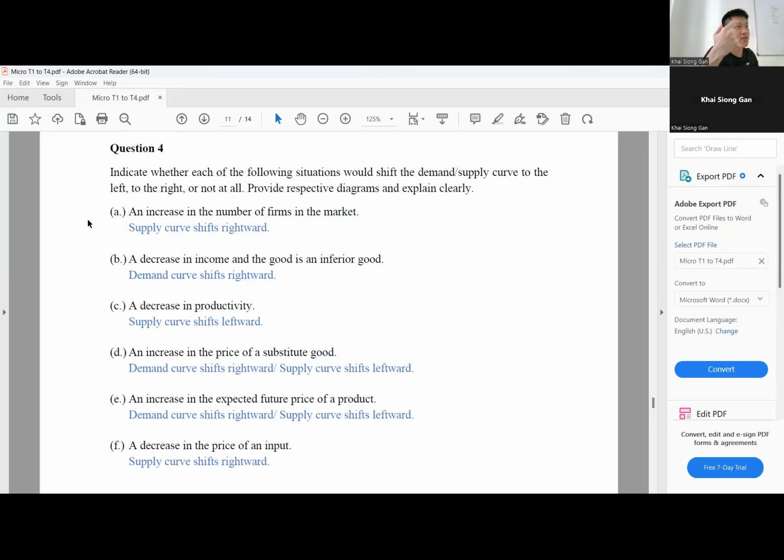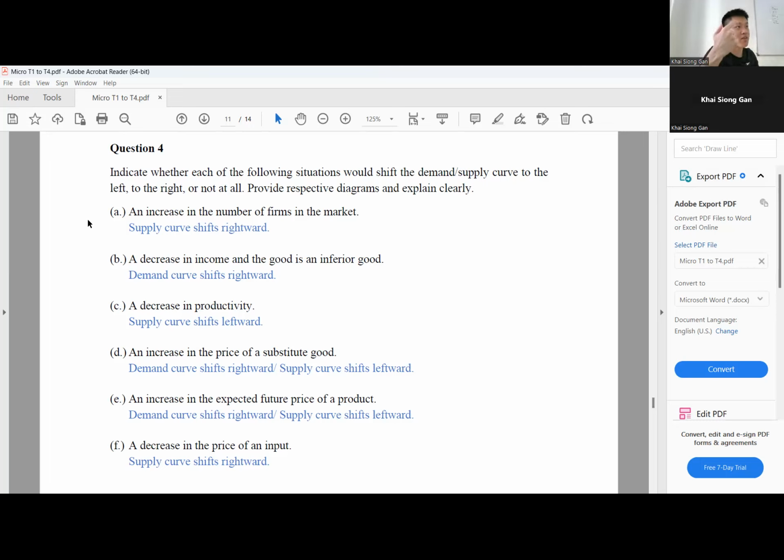Okay, so let's continue with the questions. The next question is an increase in the expected future price of a product. You expect the price of the product to increase in the future. Again, it can affect both. Why? Because if you refer to the notes just now, you can see expected future price appears on your demand non-price factors, and also the supply non-price factors. So it can affect both.